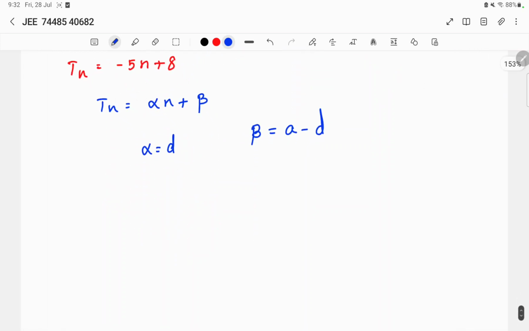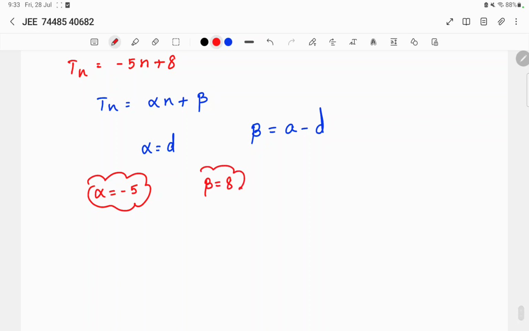Now comparing from this, what I can do here is, I can write alpha equal to minus 5. I am just comparing Tn equal to minus 5n plus 8 with alpha n plus beta. So beta, I can write that beta as 8. Now what is alpha actually? It is just D. So D equal to minus 5 I got. So without expanding this, without writing the AP, we are able to find the common difference.